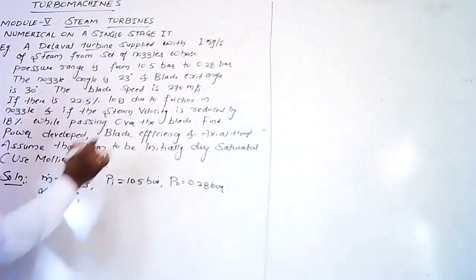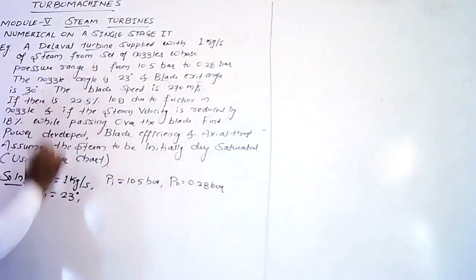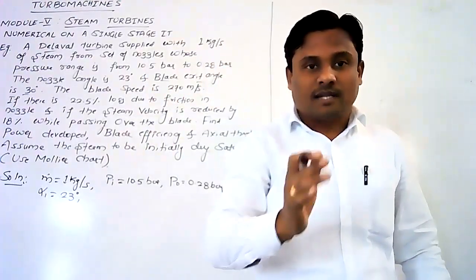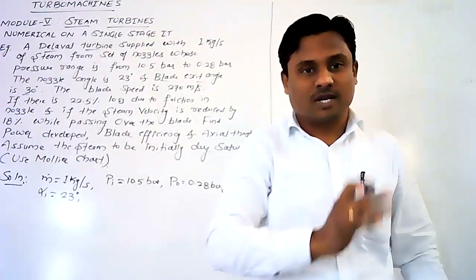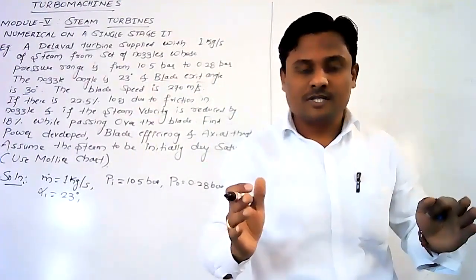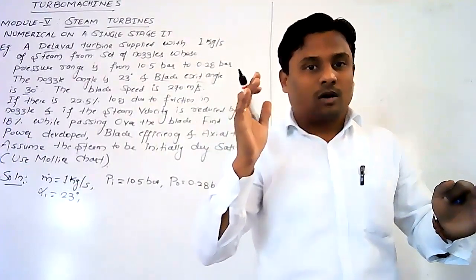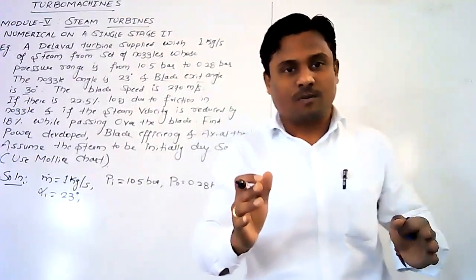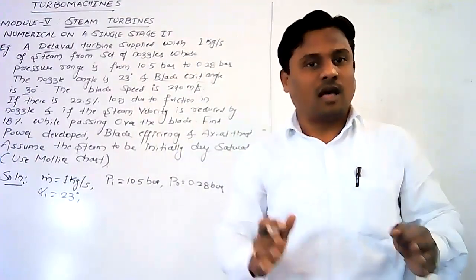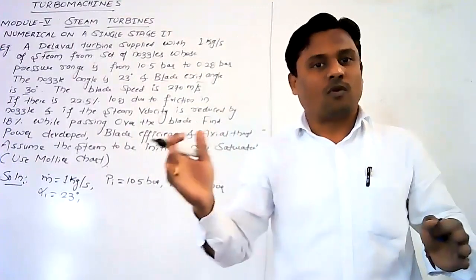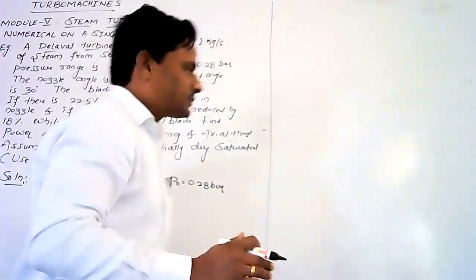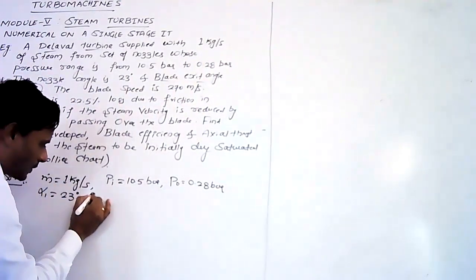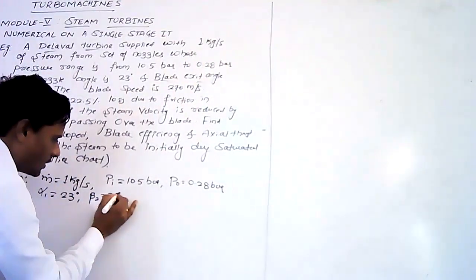Next, the blade exit angle. For the rotating blade, the inlet angle is beta 1 and the exit angle is beta 2. So beta 1 and beta 2 represent the inlet and outlet rotating blade angles, whereas the nozzle angle is represented by alpha. The outlet blade angle is given, that is 30 degrees. So beta 2 equals 30 degrees.